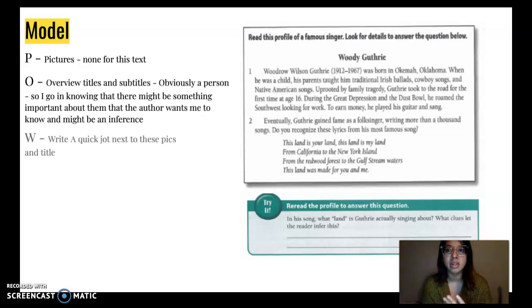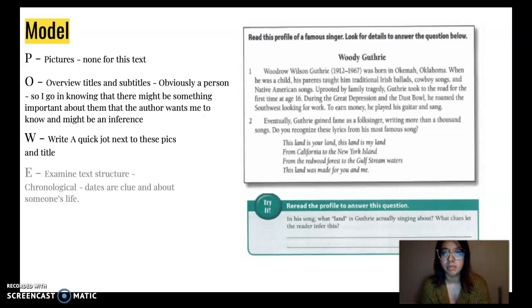The W stands for writing those quick jots. So I would have made sure that I wrote those quick jots next to the pictures or next to the subtitles to kind of get into the text and start engaging with what I'm about to read. The E stands for examine the text structures. It could be more than one here, but for right now I'm going to go with chronological, because once I see those dates and I see during the Great Depression, age 16, those are clues for me that not only is it about someone's life, but this is probably going to be written in order. Also, I could have selected description because it's going to be a description about someone's life.